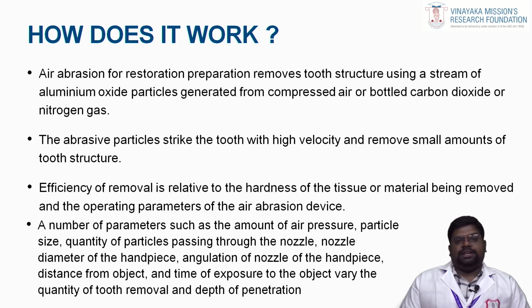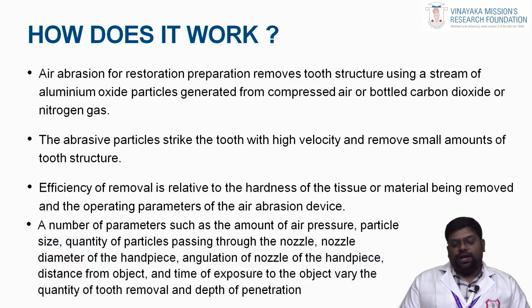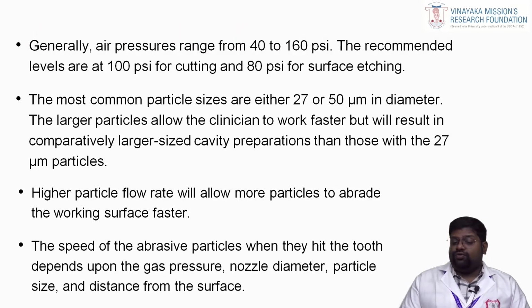A number of parameters such as the amount of air pressure, particle size, quantity of particles passing through the nozzle, nozzle diameter of the handpiece, angulation of the nozzle of the handpiece, distance from the object and time of exposure to the object vary the quality of the tooth removal and the depression and the depth of penetration. Generally, air pressure ranges from 40 to 160 psi. The recommended levels are 100 psi for cutting and 80 psi for surface etching. The most common particle sizes are either 27 or 50 microns in diameter.